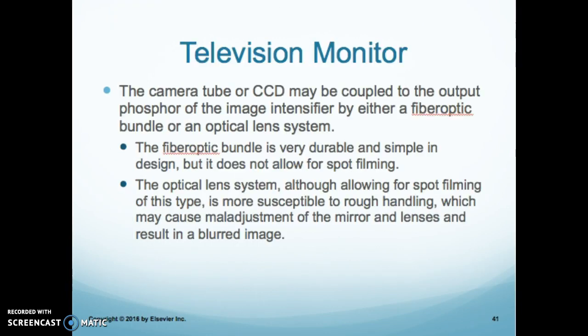So the television monitor, the camera tube or CCD may be coupled to the output phosphor of the image intensifier by either a fiber optic bundle or optic lens system. The fiber optic bundle, like we talked about, is very simple, but yet doesn't allow for spot filming, where the optic lens system allows for spot filming, but it's really sensitive to any kind of rough handling, so there's pros and cons to both.